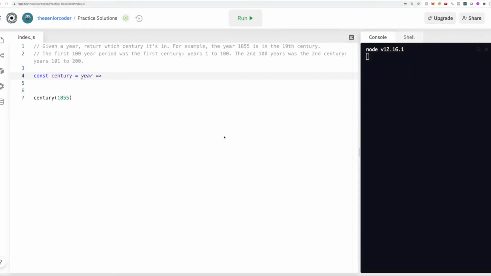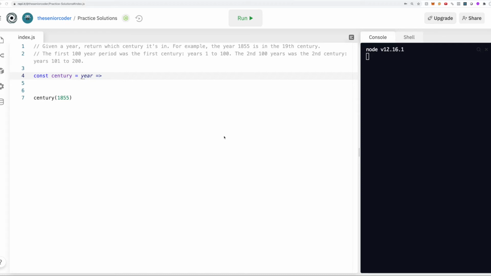Today we're going to make a JavaScript function where, given a year, we return which century that year is in. So for example, the year 1855 is in the 19th century. To understand this problem, we need to make sure we understand which year is in which century.